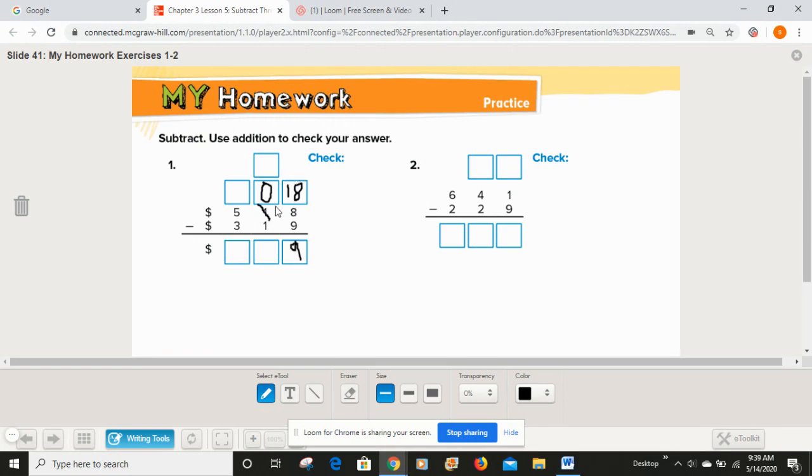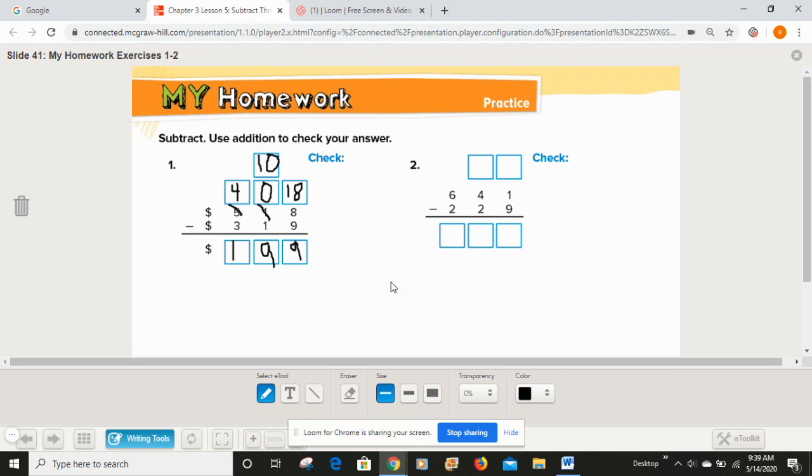Not a very good 9, but still. I have 0 minus 1. I can't do that. I come over here and I take 1 away, and that leaves me 4. And up here then I would bring that over to here, and that would give me 10. So 10 minus 1 is 9 again. And then 4 minus 3 is 1. So my answer is 199. Kind of shaky, but you can still see it there.